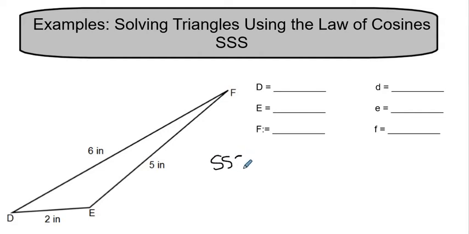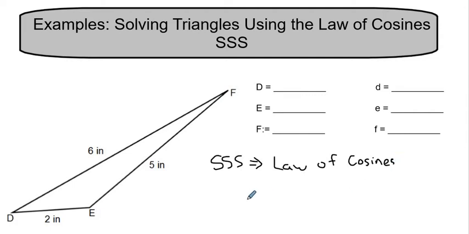And it's really important because side, side, side is something that you can easily obtain in the real world. You can easily go out and measure three sides of a triangle. And so you want to make sure that you realize this example is always the law of cosines. But we have a small problem.